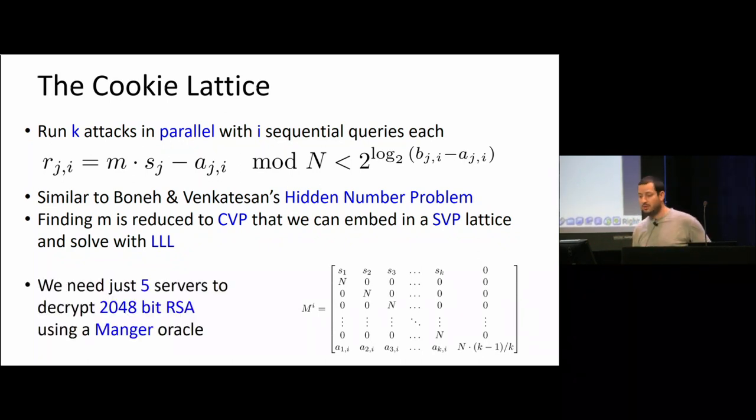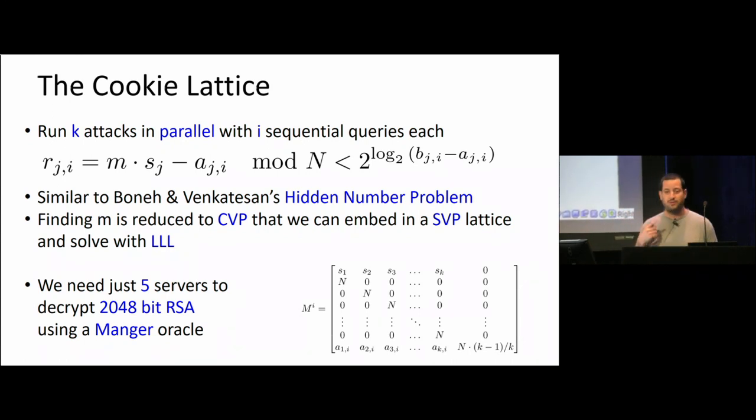And we've shown with simulation that we need about 5 servers in order to decrypt a 2048-bit RSA key using the Manger oracle. And then we can get the cookie.